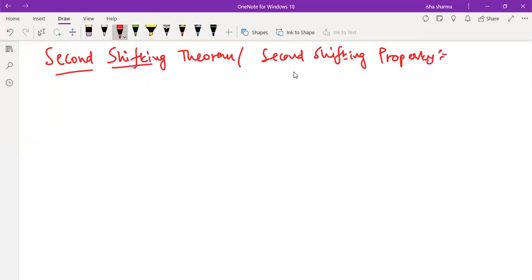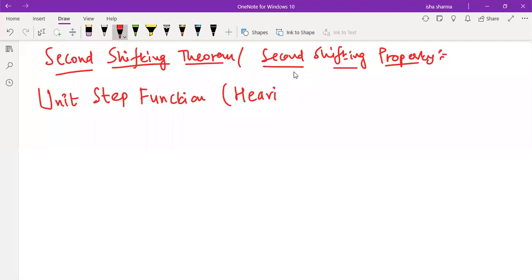We have done the first shifting property and we have done other properties. They did not have any names. The properties were like multiplication by t, division by x, multiplication by x, derivative of fx, integral of fx. But this one has a name, second shifting property. To define this theorem, first we need to know a special function, a function of a different kind. This is known as the unit step function, also known as the Heaviside function. Heaviside is the name of the mathematician who defined and used this function for the first time.